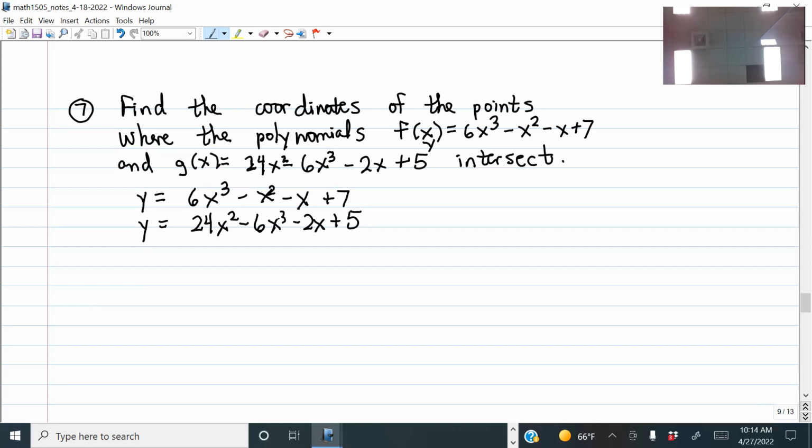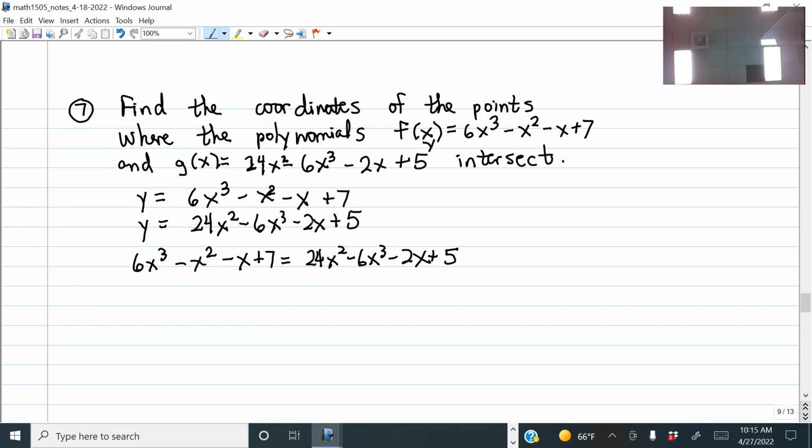Okay, because those points have to be on both curves. So what that tells you is that since the y coordinates are the same, you can equate these two expressions, 6x cubed minus x squared minus x plus 7. You can set that equal to 24x squared minus x cubed minus 2x plus 5. This equation has to be true at the points where those curves cross each other, right?